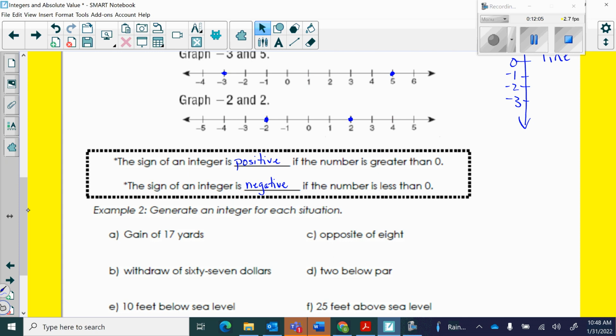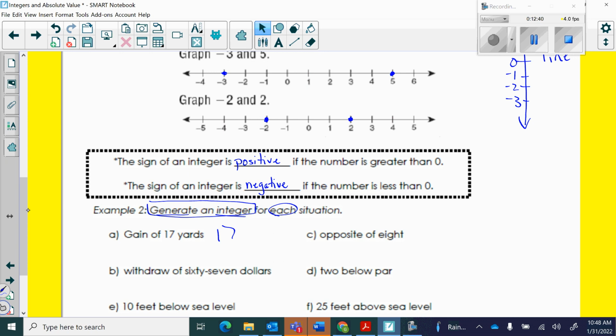Now, this next part, our instructions say generate an integer for each situation. What that's saying is make a number that would actually represent what's happening. So if I have a gain of 17 yards, what integer would I write to represent that? 17. Because it's positive, I don't need to include a positive sign, correct? Okay? Because if it's a gain of 17 yards, that's a positive thing. So the number that represents that would be 17.